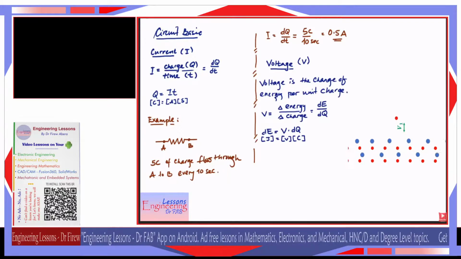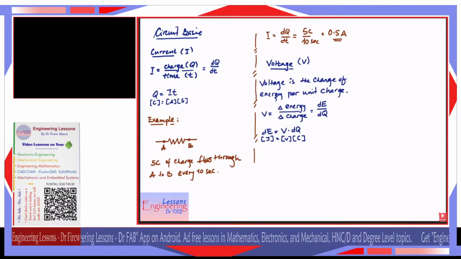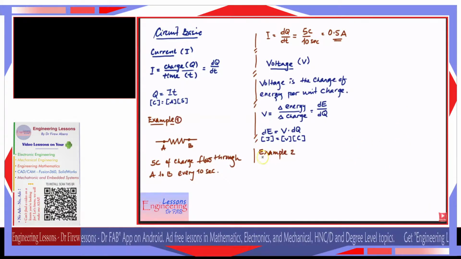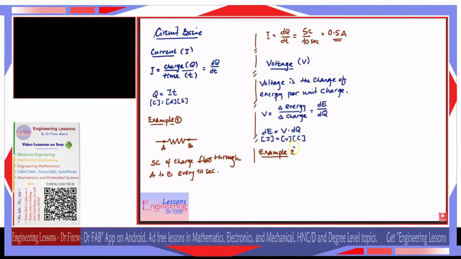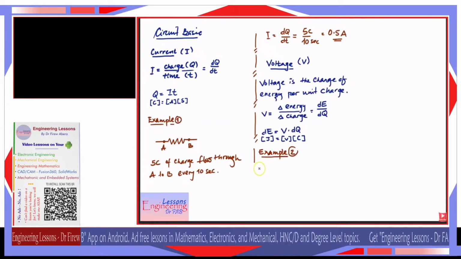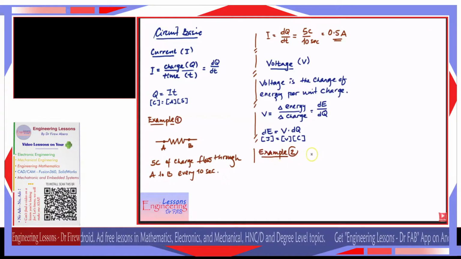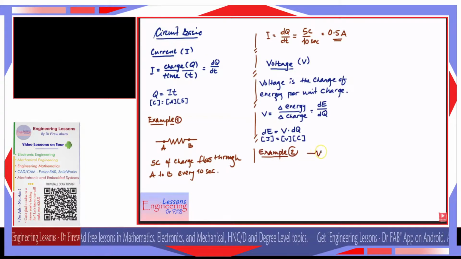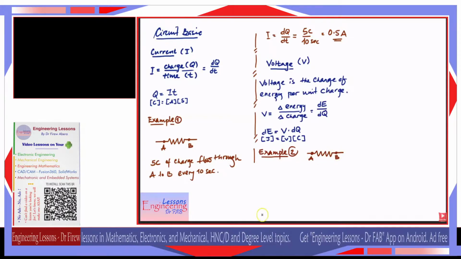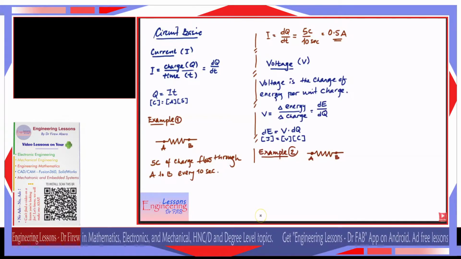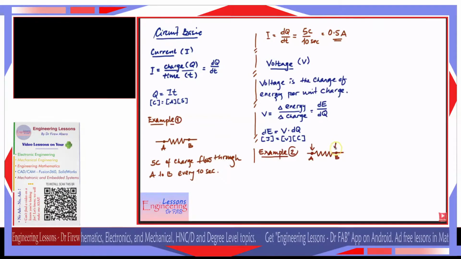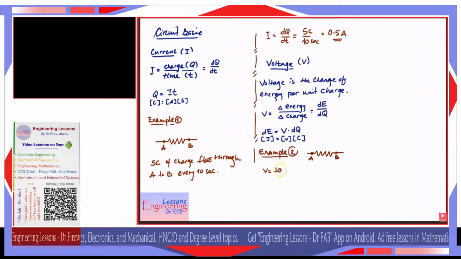Now, let's look at a similar example here. Example 2. Now, think about that circuit element. We still have the same circuit element as an example. If the voltage difference between points A and B is 10 volts, between this point and that point, voltage equals 10 volts.